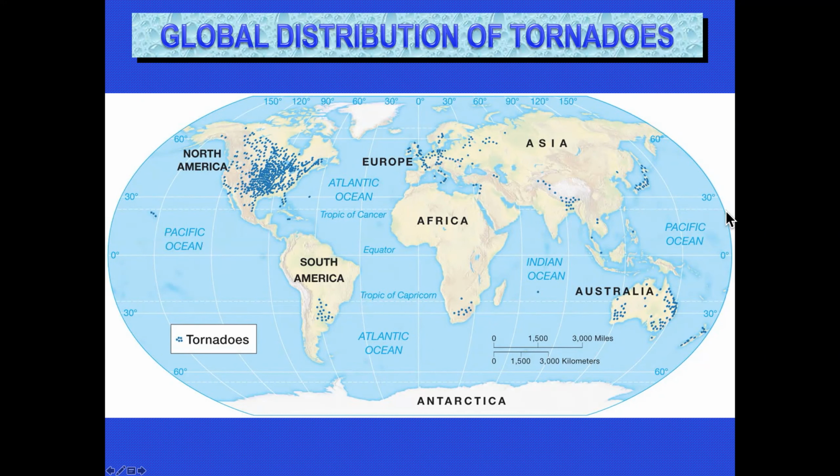Notice tornadoes are not a thing near the equator by and large. That's because you do not have the air mass contrast. It is all warm, moist air in this area.